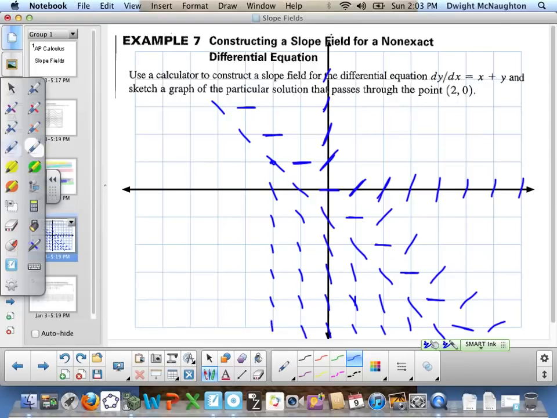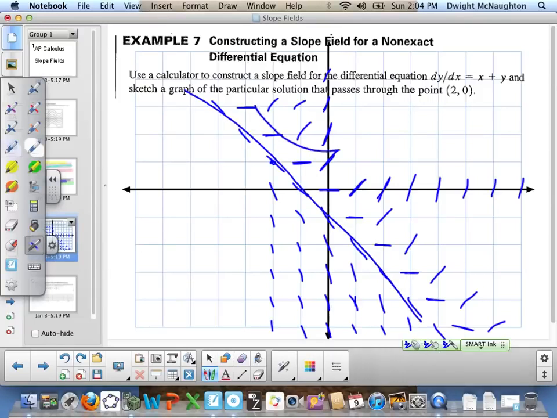And you'll notice we kind of got a general flow of a line right through here. It kind of flows out like this. All right, so to find a particular solution at 2, 0, I'm going to stop drawing this because it's going to get tedious. But you get the general idea.